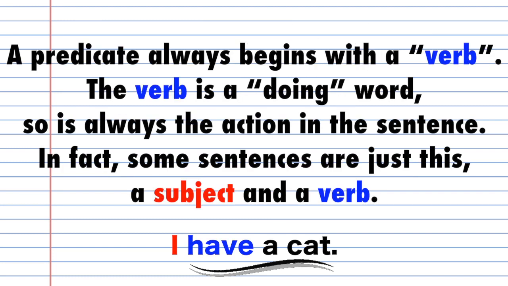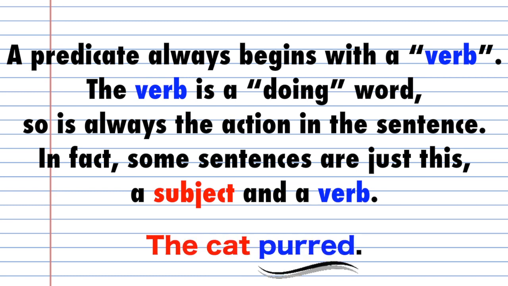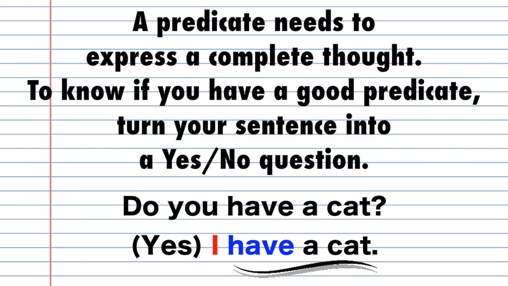A predicate always begins with a verb. The verb is a doing word, so is always the action in the sentence. In fact, some sentences are just this, a subject and a verb. A predicate needs to express a complete thought. To know if you have a good predicate, turn your sentence into a yes/no question.